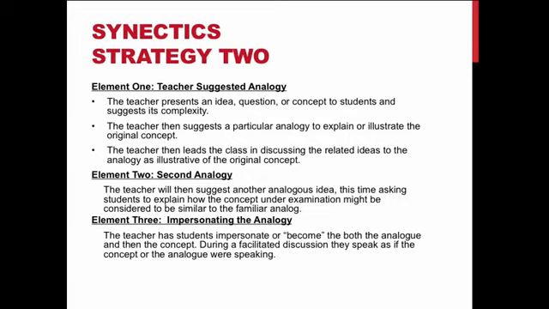Element 2 of strategy 2 is then to invite the students to make a second analogy, this time an analogy of their own origination, and have them explain to the class or to small groups how that analogy represents the original concept. Element 3 then is having the students, again like in the first strategy, impersonate the analogy, speaking for it, speaking to the world how the analog would like itself expressed over major issues that concern it.